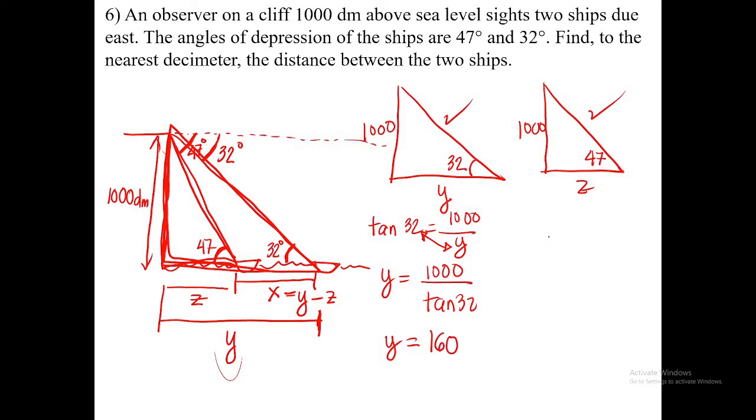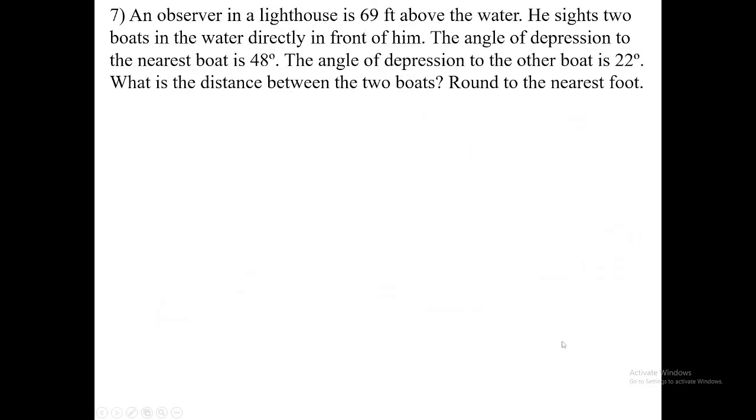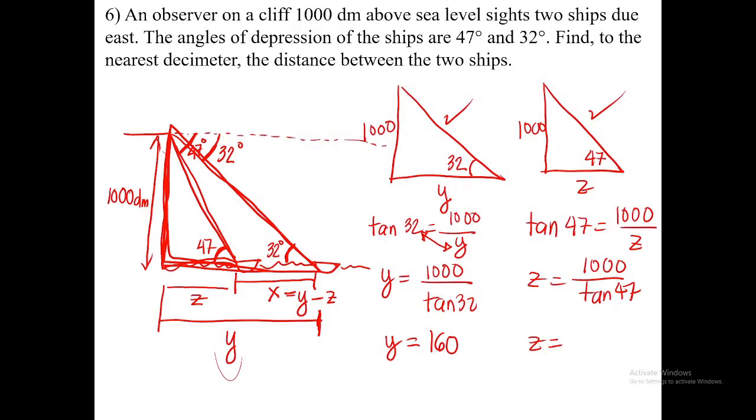What about the angle z? Unsa nga function? Sir, tangent gihapon sir. So tangent 47 is equal to 1,000 divided by z. So we have z is equal to 1,000 divided by tangent 47. Pila man ni ang z karon? Go. Ay, sorry. 932, sir.